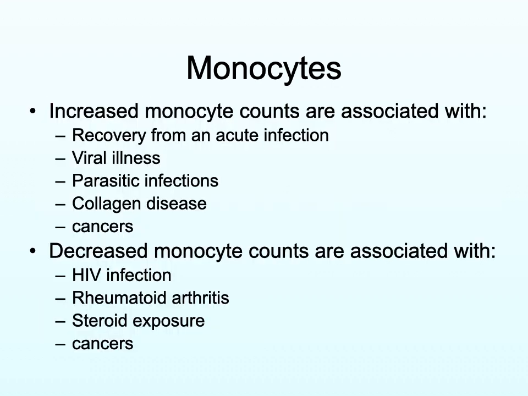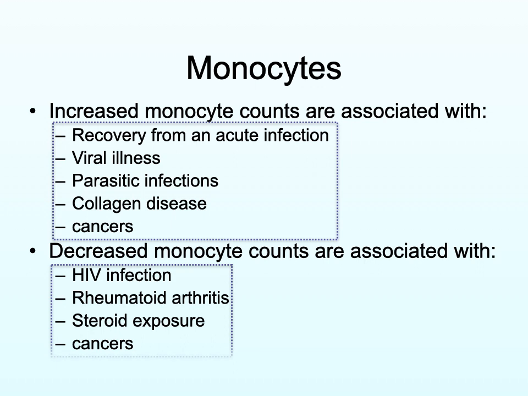Increased monocyte counts are associated with recovery from an acute infection, viral illness, parasitic infections, collagen disease, and cancers, while decreased monocyte counts are associated with HIV infection, rheumatoid arthritis, steroid exposure, and cancers.